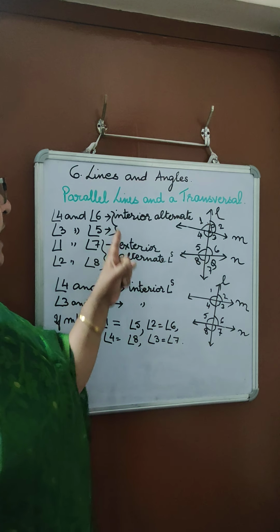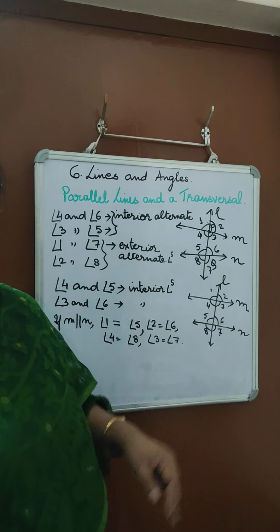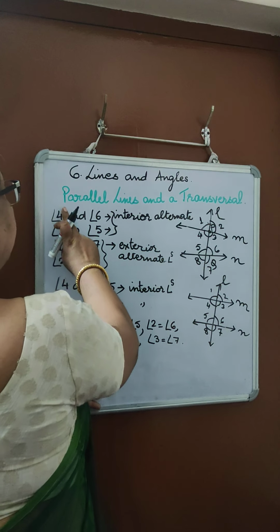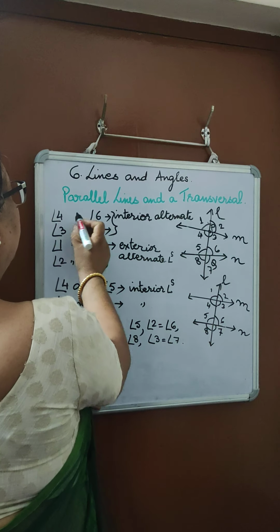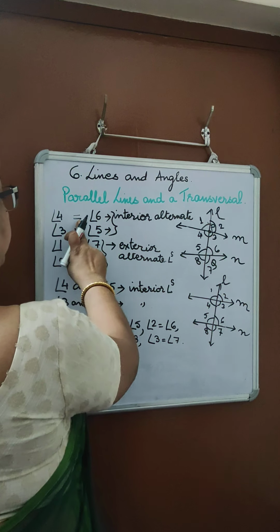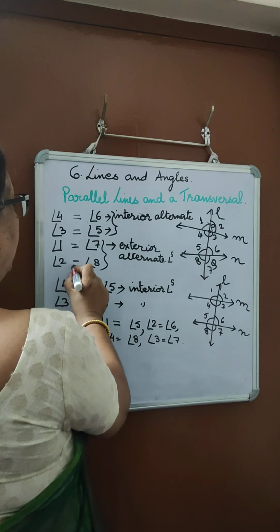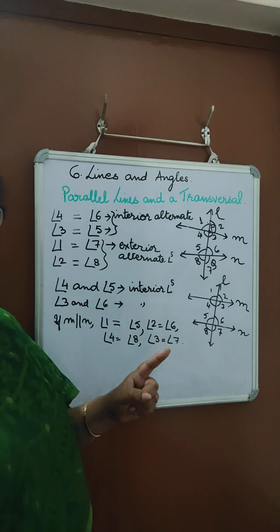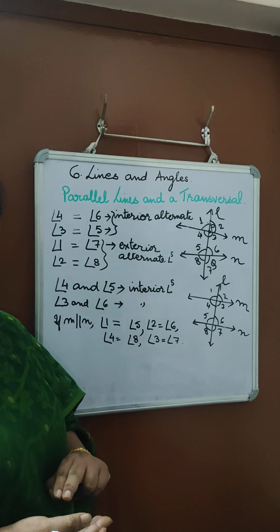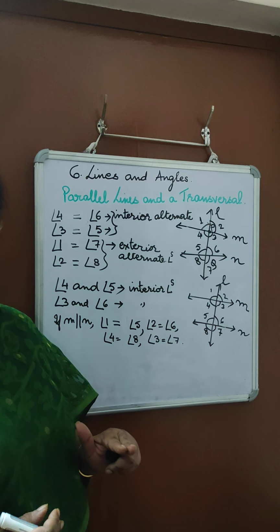Okay, now let's check it for alternate angles. Again, if lines are parallel, what about the alternate angles? Alternate angles will also be equal. That is, angle 4 will be equal to angle 6. All alternate angles will be equal. When lines are parallel, alternate angles are equal. Its converse: if alternate angles are equal, lines are parallel.